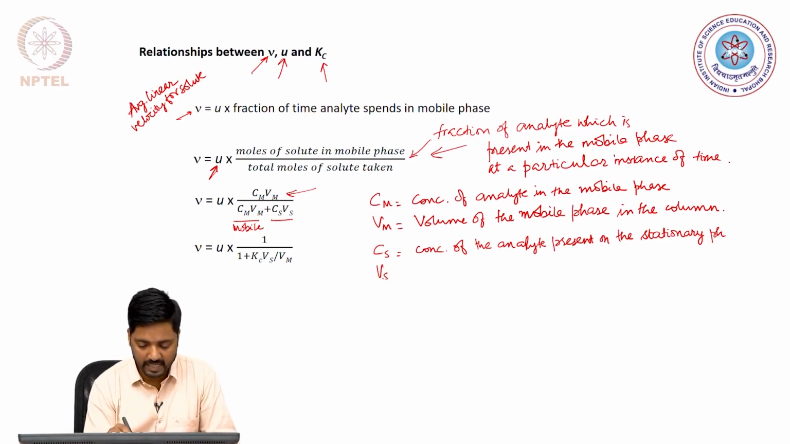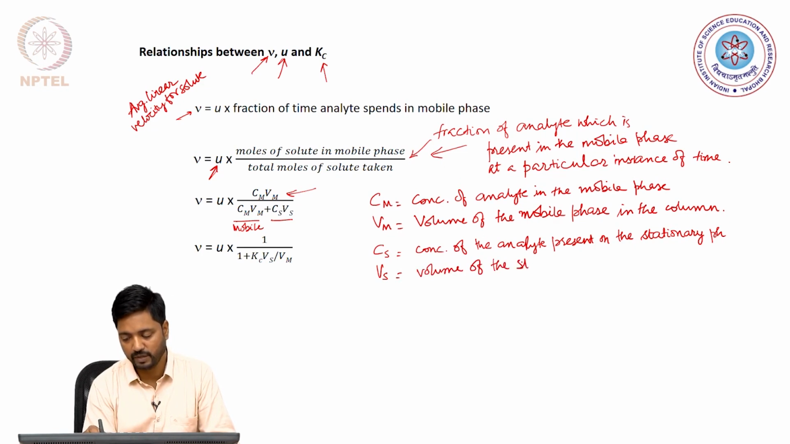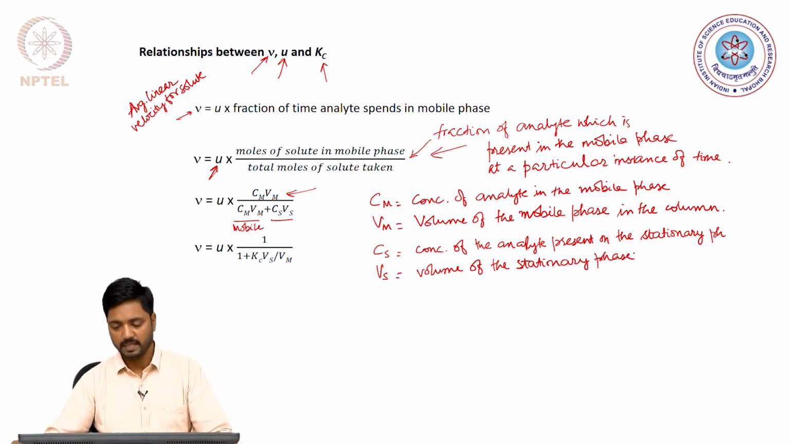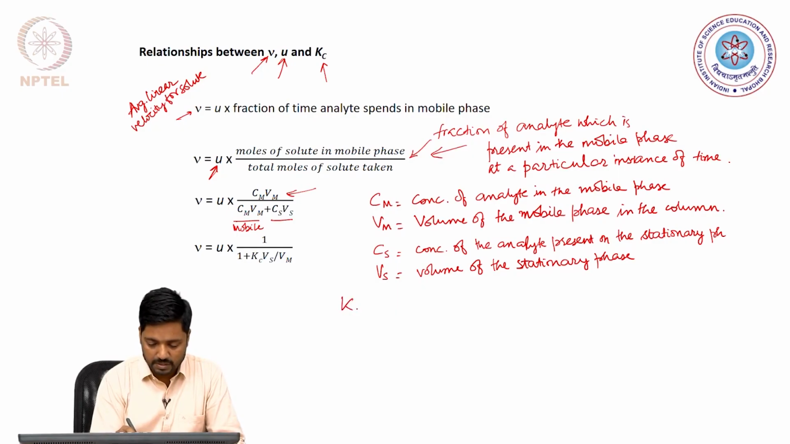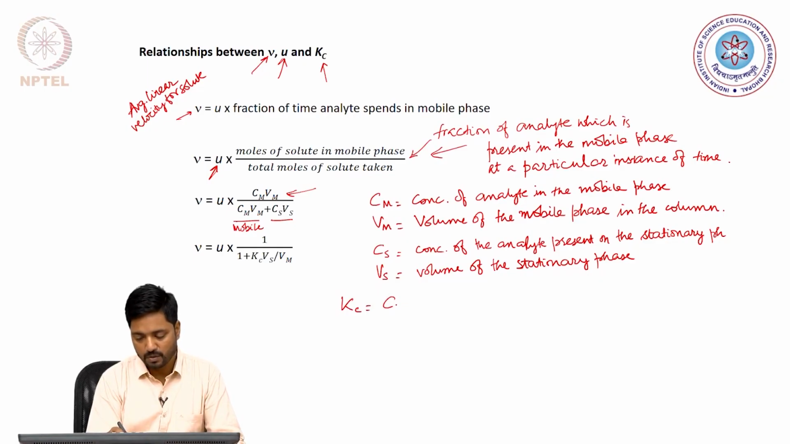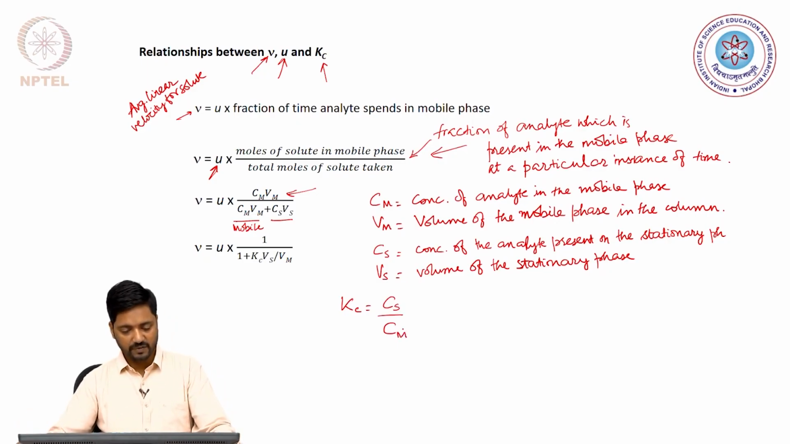And Vs now becomes the volume of the stationary phase present in the chromatography column. Now, we have defined the distribution constant Kc as equal to the concentration of the analyte in the stationary phase divided by the concentration of analyte in the mobile phase.